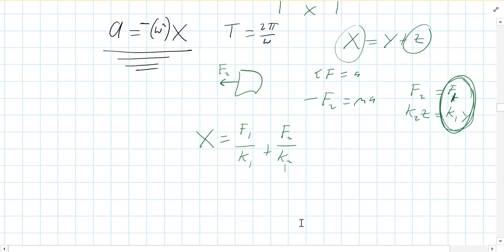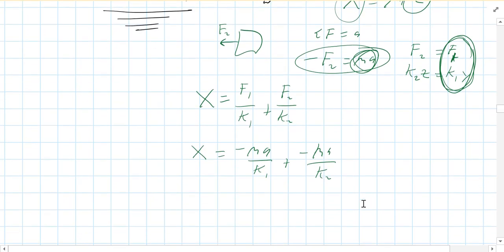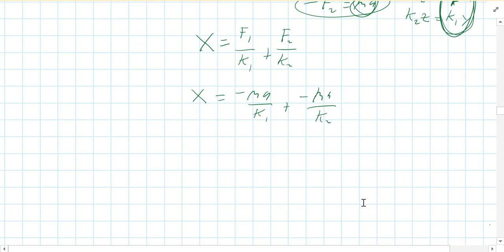Okay. Now, both of those forces are equal, and they equal negative ma. So what I'm going to do next is sub in a negative ma everywhere I see an F. So I got a negative ma over k1 plus a negative ma over k2. All right. And now I pretty much got it. I can now solve for a in terms of x.